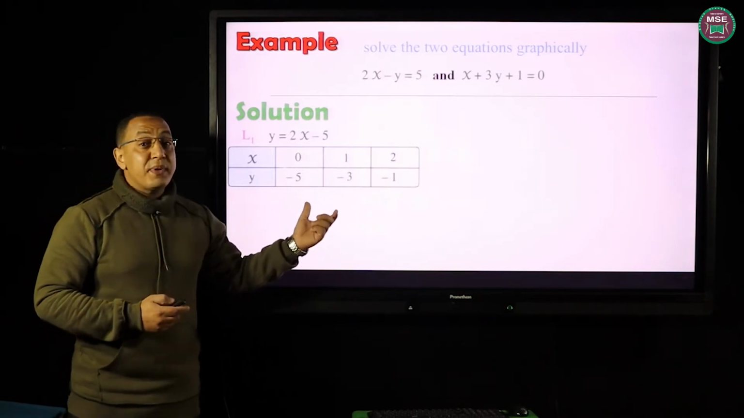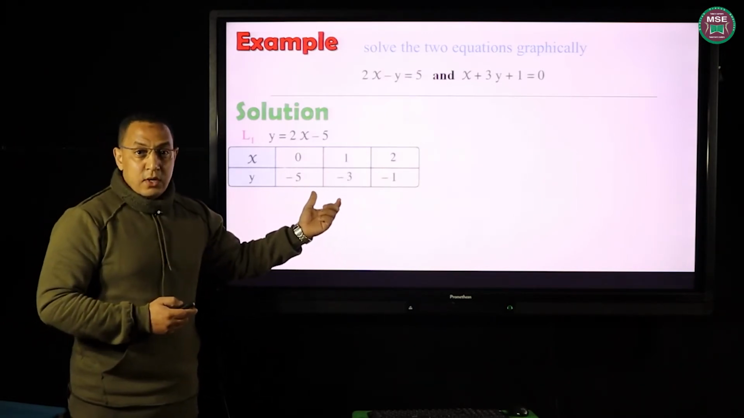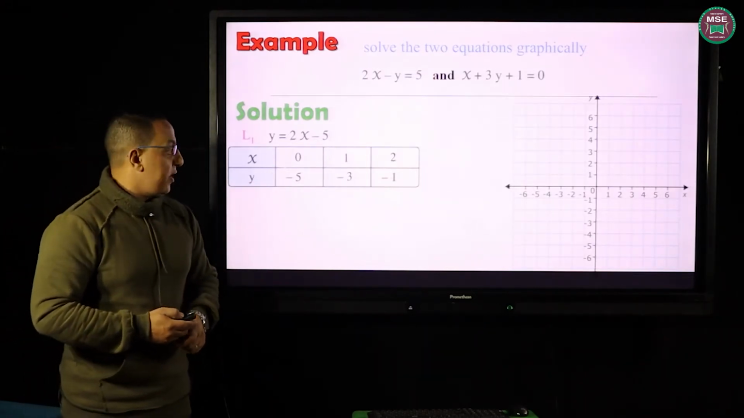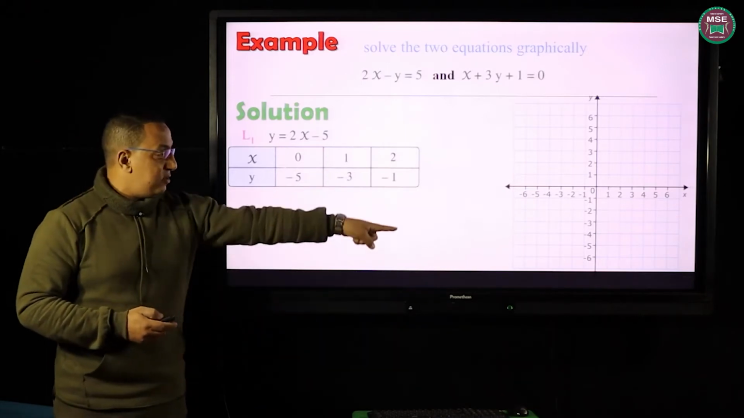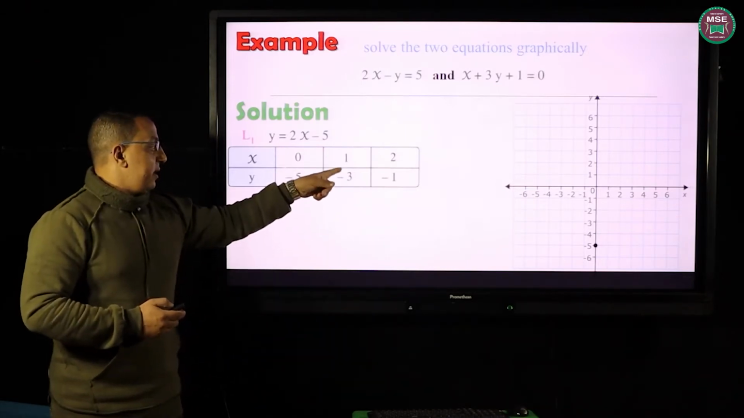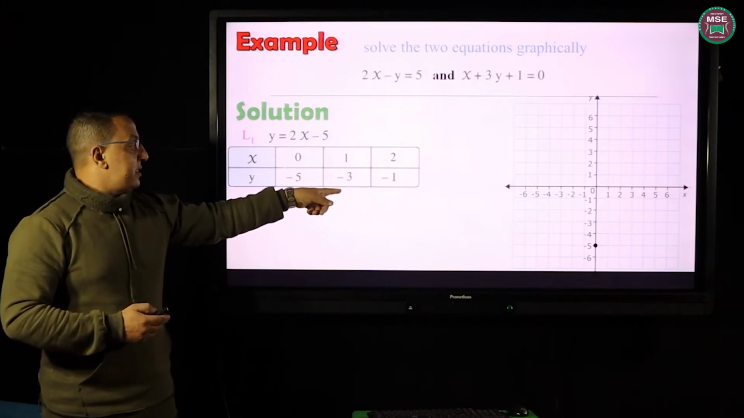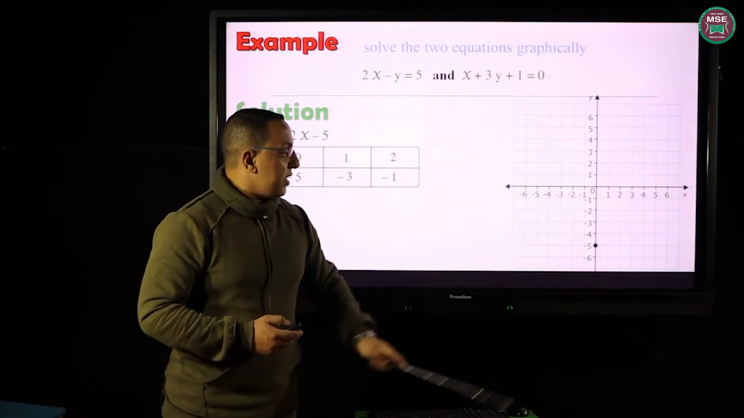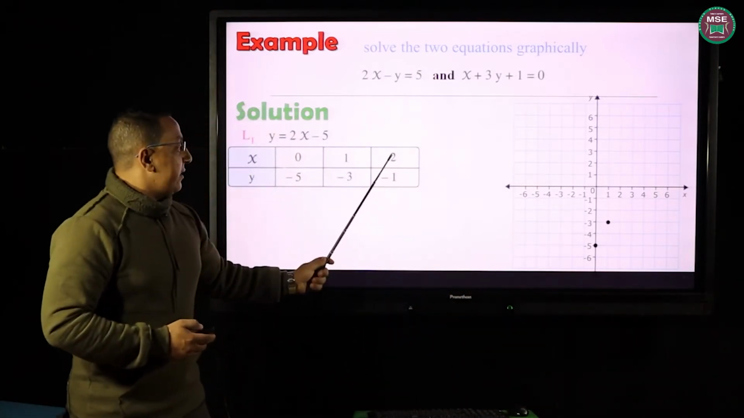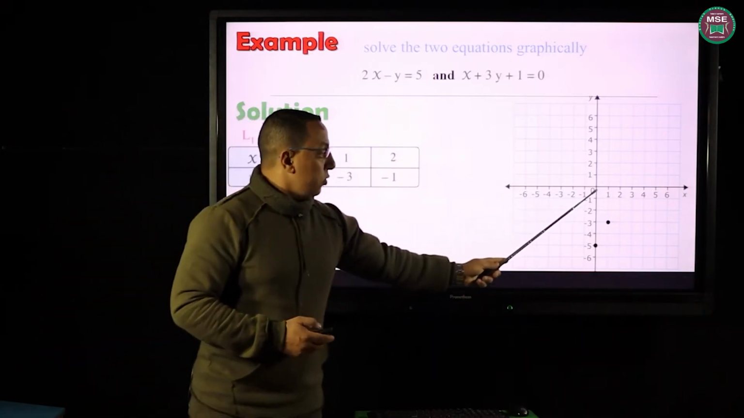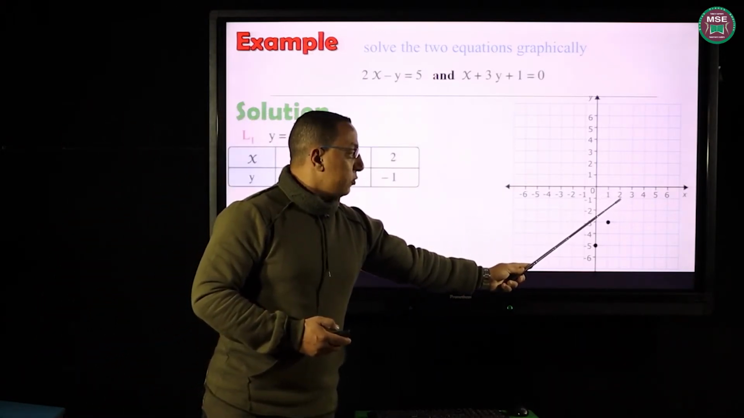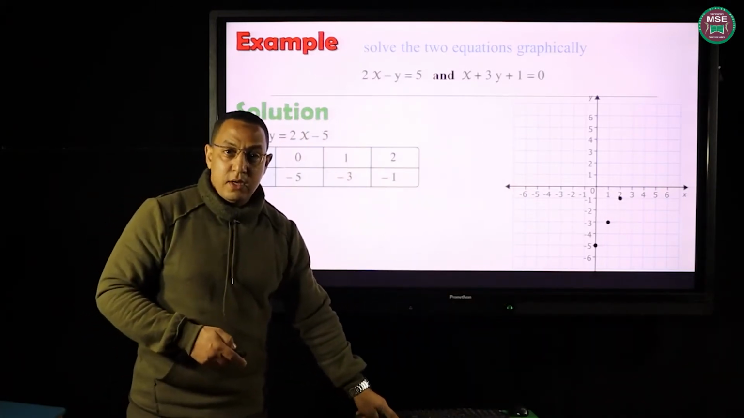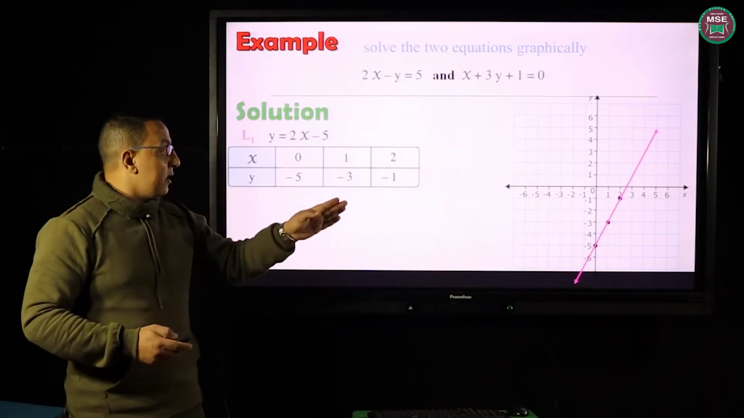Now I'm going to represent the three values in the graph. The first point, 0 and negative 5, lies on the y-axis, as you see, down. Then 1 and negative 3: go right to 1 and then go down to negative 3. And 2 and negative 1: go right to 2 and go down to negative 1. I'm going to connect the three points by a straight line, and this line is L1, as I said before.